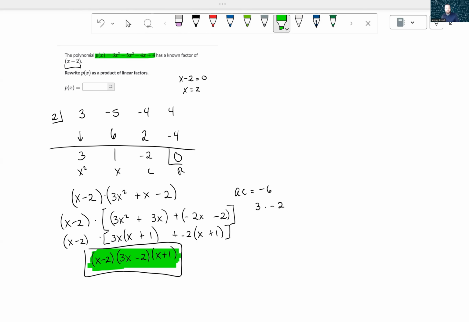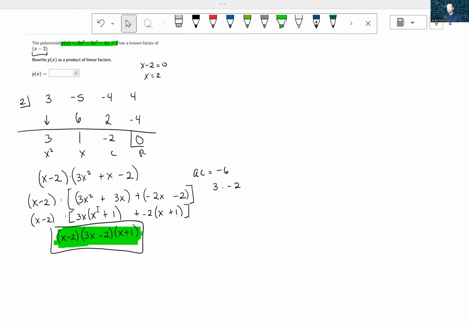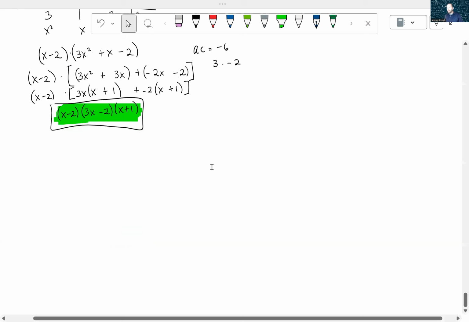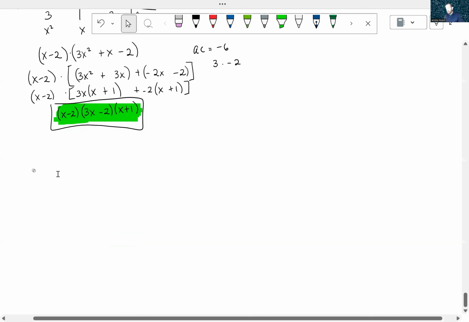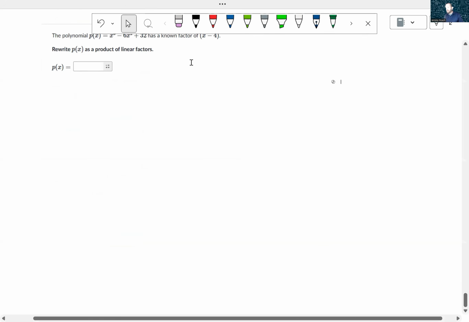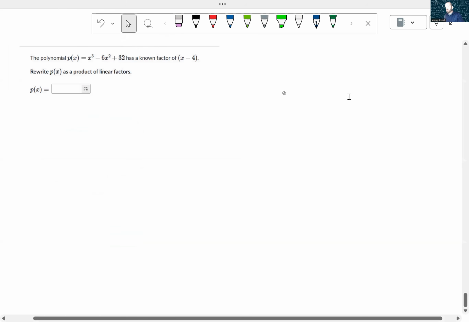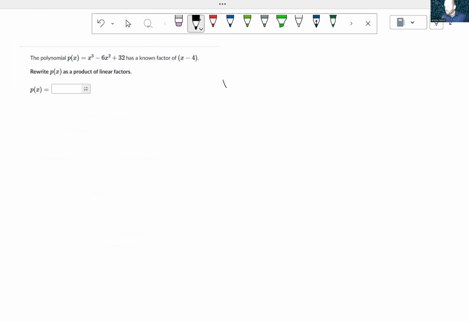Okay. All right, let's take a look at the next problem here. We'll do one more of these with synthetic division. And again, it tells us the first factor that it's going to divide by. So this one, we're dividing by x minus 4. We set that equal to 0. X minus 4 equals 0. X is going to equal 4.